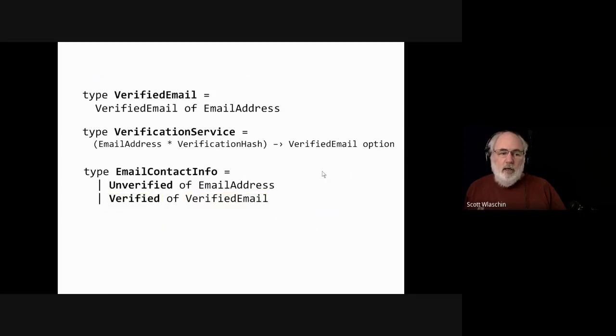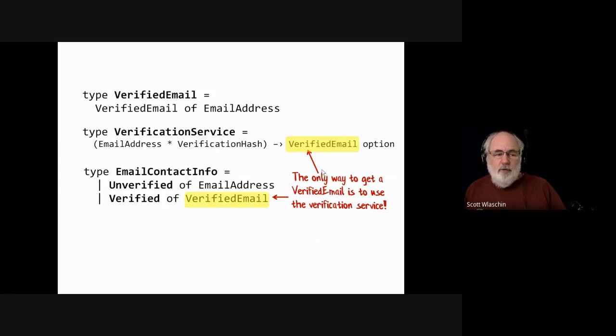Where do we get one of these verified email objects from? Well, the only way you can get one is as the output of this verification service. And you might say, well, I could create it some other way. What we can do is just use what we do anyway, which is have a private constructor, just like you do in object-oriented programming, with only one factory method that can create one of these things. So you can force people down this route.